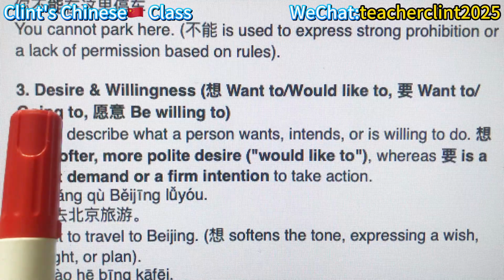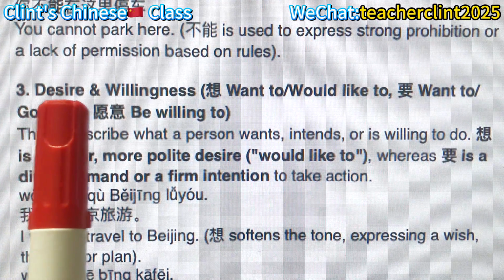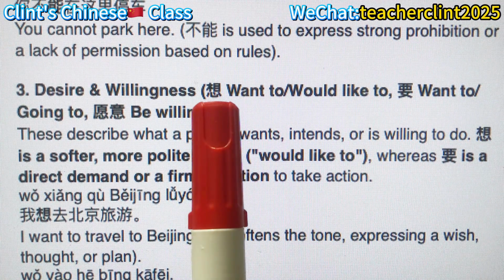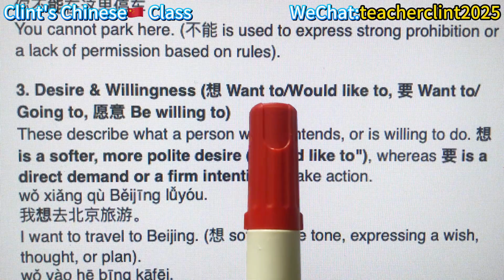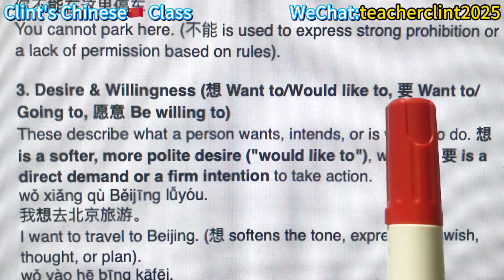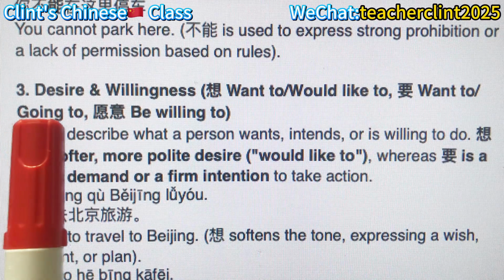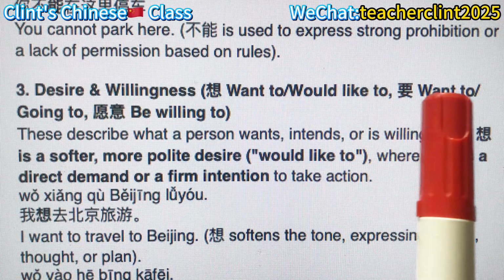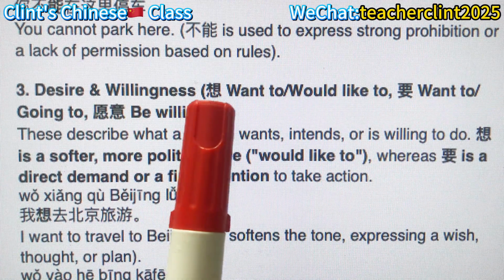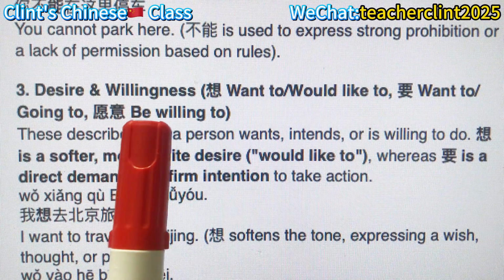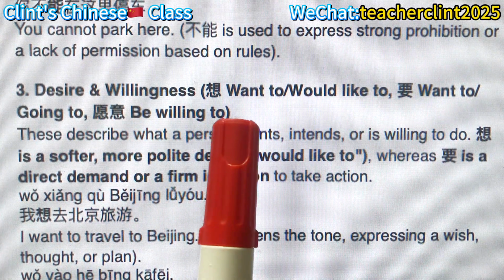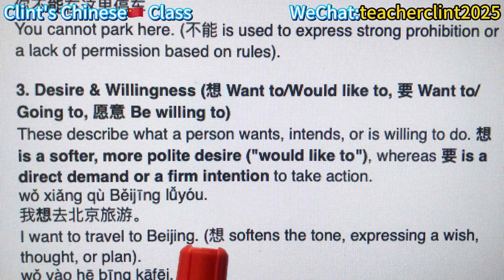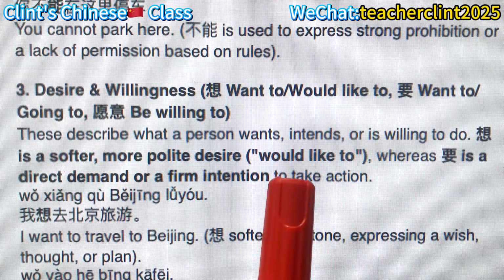And the third category, for desire and willingness, you can use the modal verbs like 想. These are very commonly used, so it's important to master them. 想 want to or would like to. 要 want to or going to. So 想 is more polite than 要 because 要 is more straightforward and direct, like a command. But 想 is more like a wish. 愿意 be willing to. This is the same as in English. So 想 is softer, a more polite desire. And 要 is a direct demand or firm intention to do something.